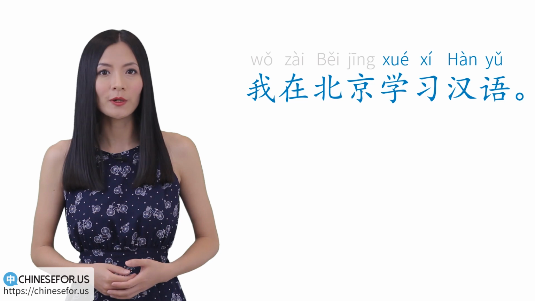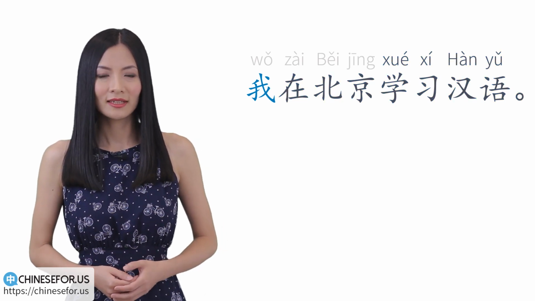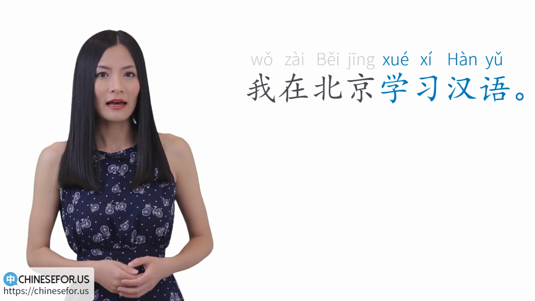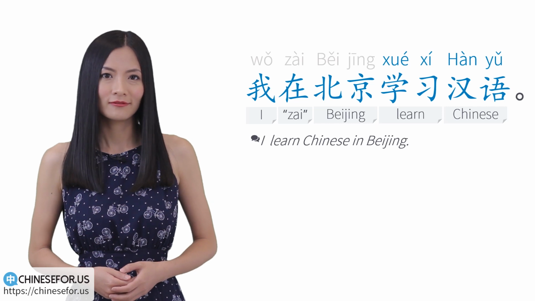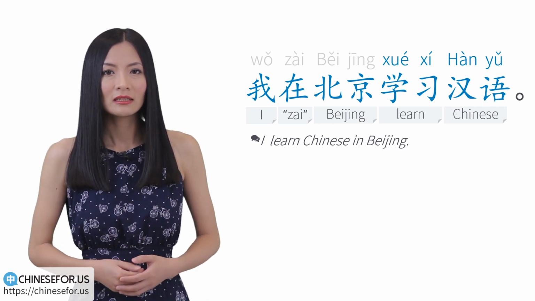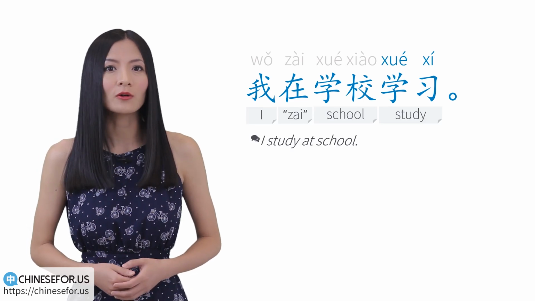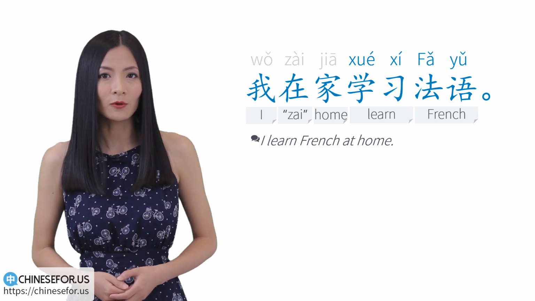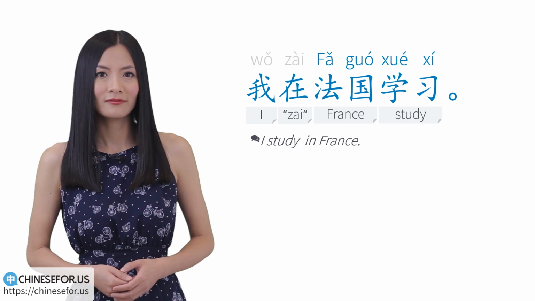我在北京学习汉语。I 在北京 learn Chinese. 我在学校学习。我在家学习法语。我在法国学习。Now let's look at these two sentences.